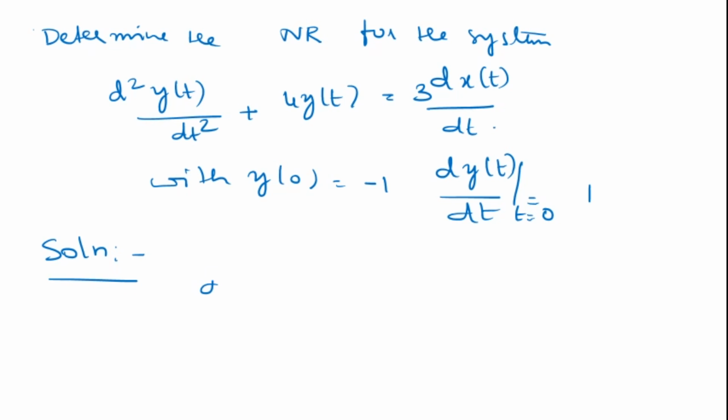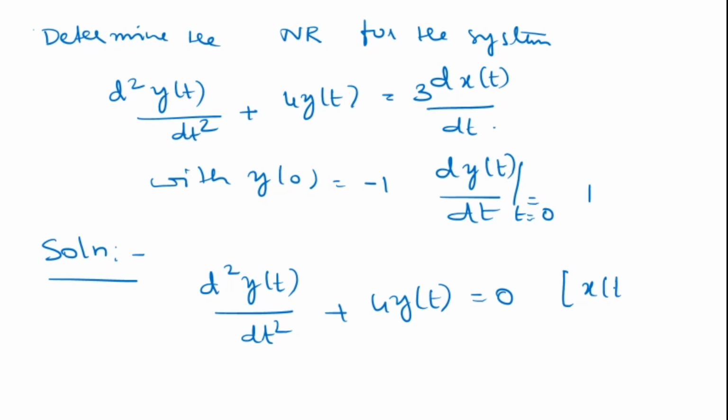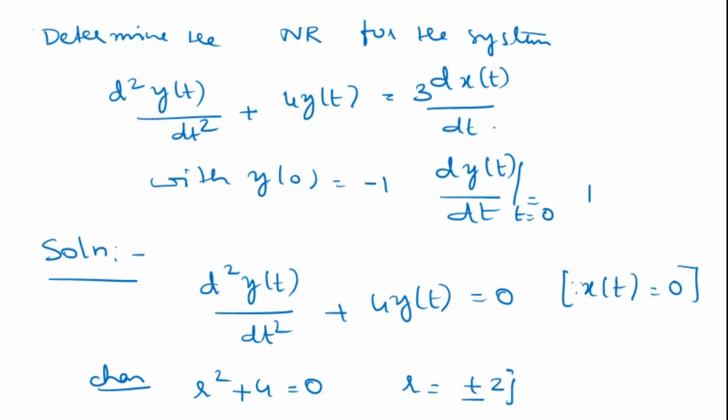Then the homogeneous equation d^2y(t)/dt^2 plus 4 y(t) is equal to 0, by assuming x(t) is equal to 0. Then the characteristic equation, we get r^2 plus 4 is equal to 0, or r is equal to plus or minus 2j. Therefore, r1 is equal to 2j and r2 is equal to minus 2j.